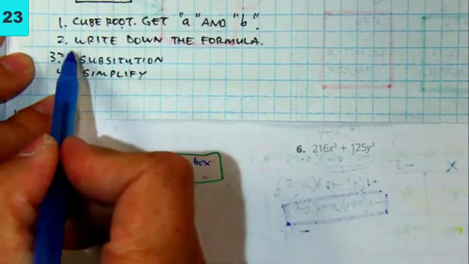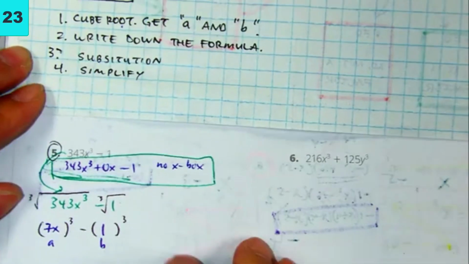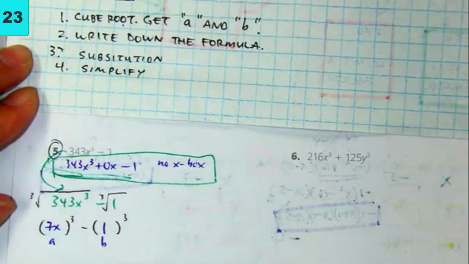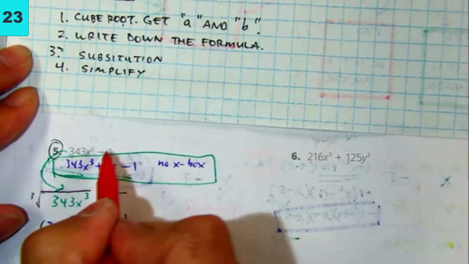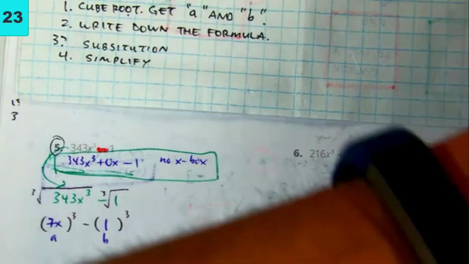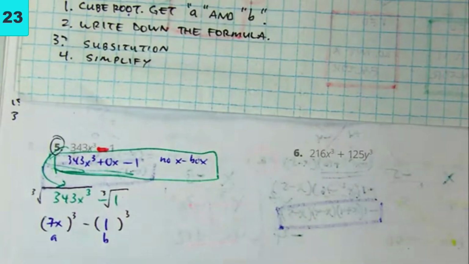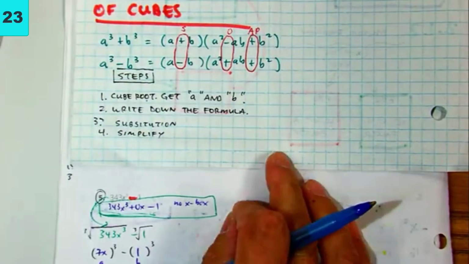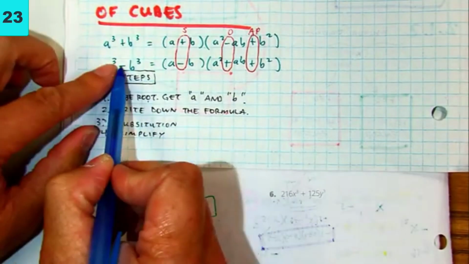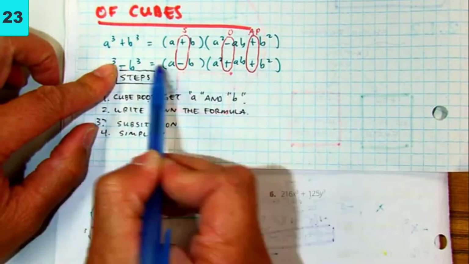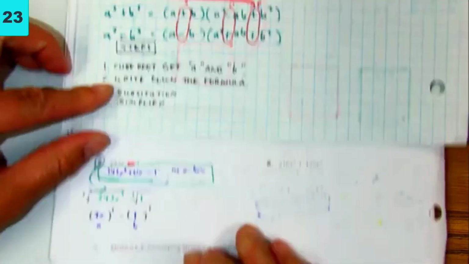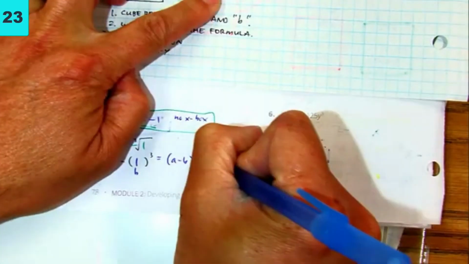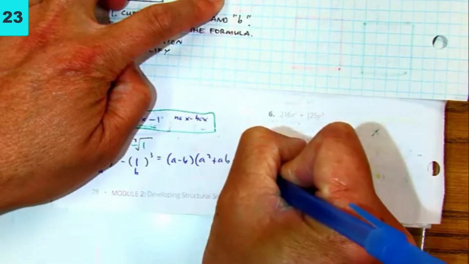Step number 2 is write down the formula. So which formula do I use? Well, I see a minus sign in the original problem. Let me point this out. Put a big minus sign. And so then you're looking at the formula above that has a minus sign. Put your finger on the one that has a minus sign. Right here. So this is the formula I need to write down. Let's write it down. A minus B, A squared plus AB plus B squared.